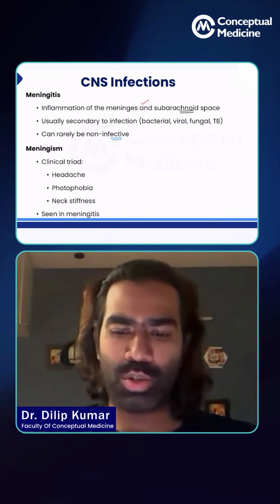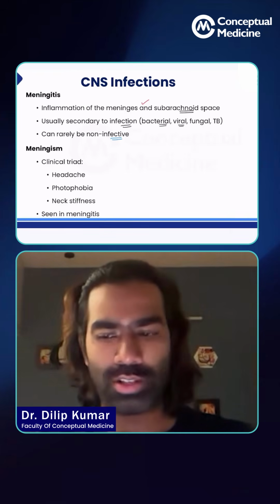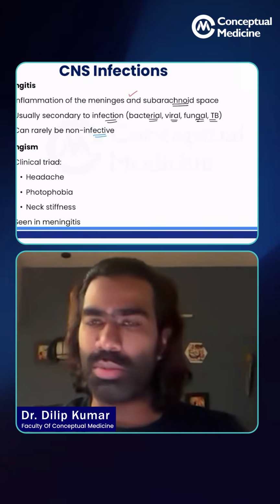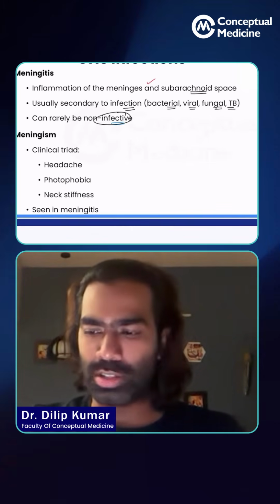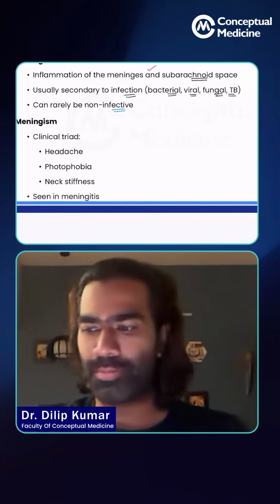But most of the time, it's going to be secondary to some infection, like a bacteria, virus, fungus, or TB. But remember, it can be non-infective at times. This is quite important when it comes to rheumatological disorders. A lot of them can cause aseptic meningitis.